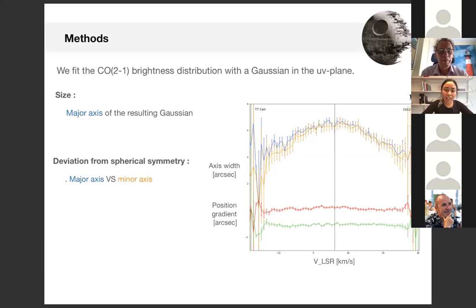And we can estimate deviation from spherical symmetry by comparing the major and minor axis. So the minor axis here is in orange. As you can see for this particular star, the axis ratio is very close to one. So this star is in excellent agreement with spherical symmetry.